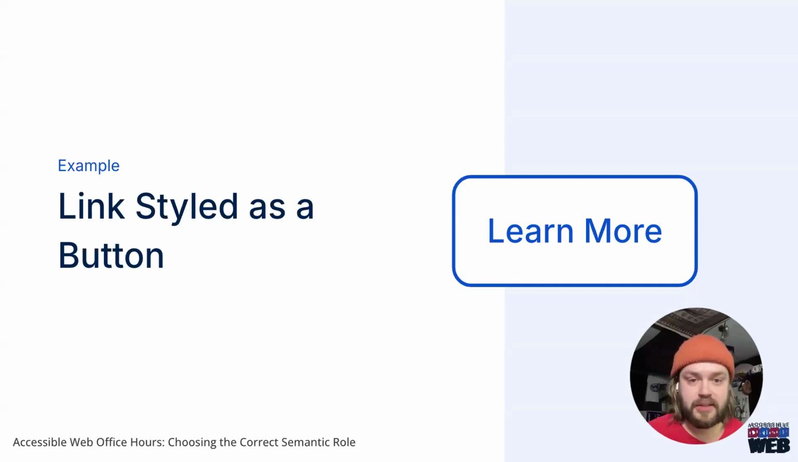In this case, ensure the semantic role of the element remains consistent with its function. Use CSS to apply styles that make the link resemble a button visually, but don't change its role. For example, you might add rounded corners, a background color, or hover effects to give it a button-like appearance. And the same principle applies when styling buttons as links.